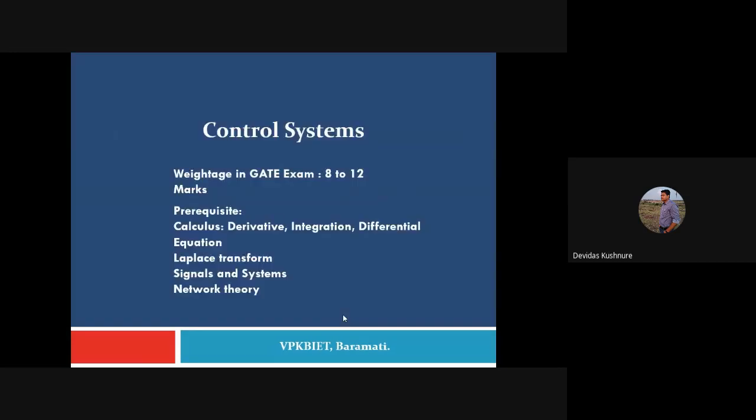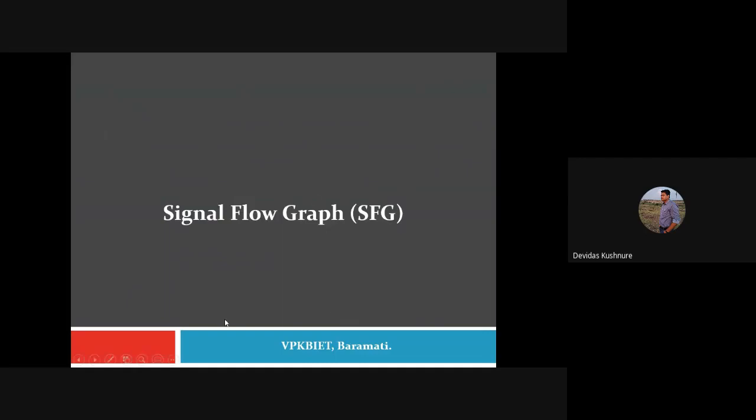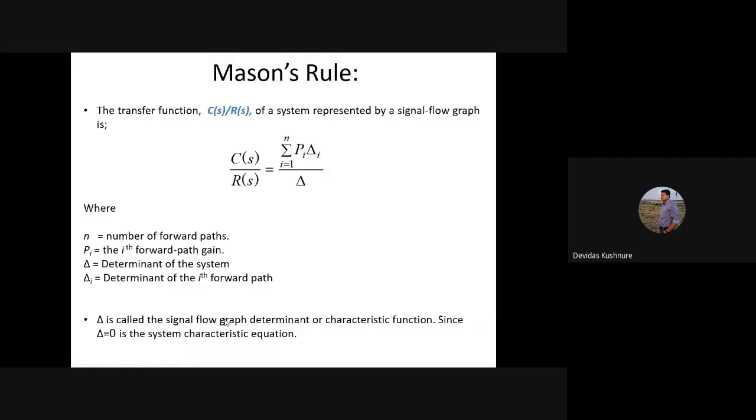So today's topic of discussion is control system. In that we are going to discuss signal flow graph. In the last lecture we discussed Mason's gain formula, which helps us find the closed loop transfer function of the given system with the help of the signal flow graph. So that we can get the overall transfer function of the system, called the closed loop transfer function, C of S by R of S.